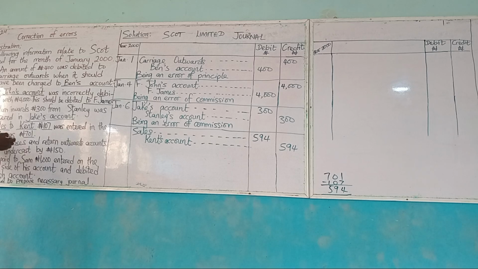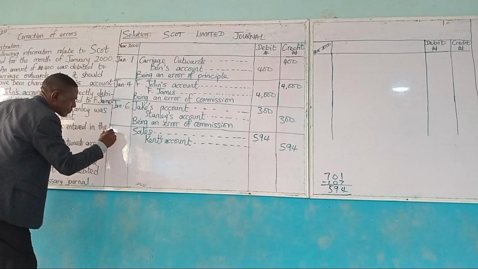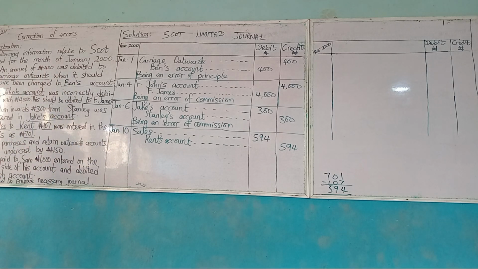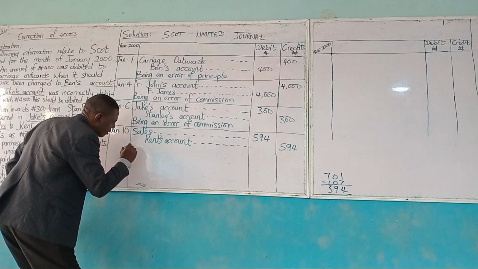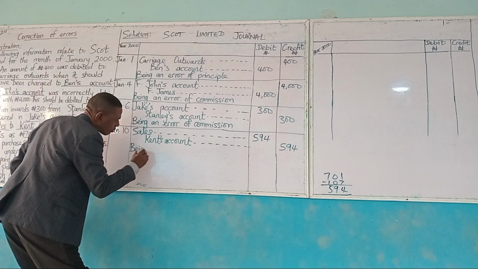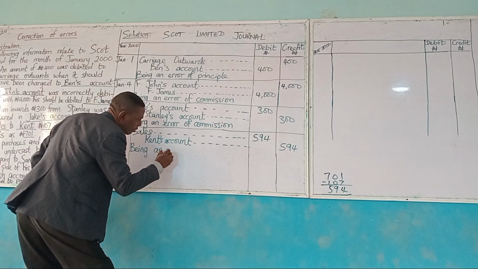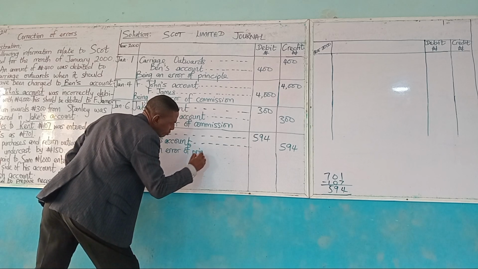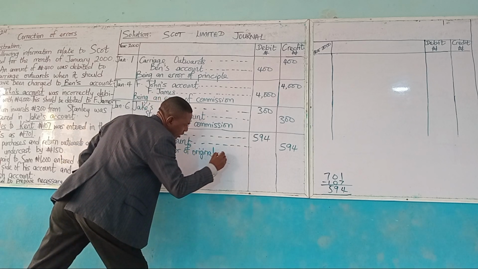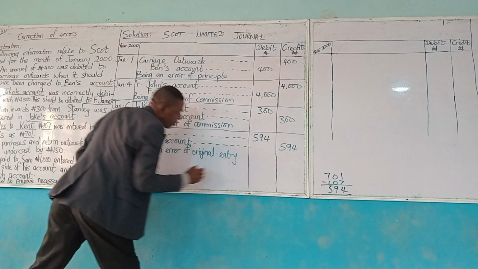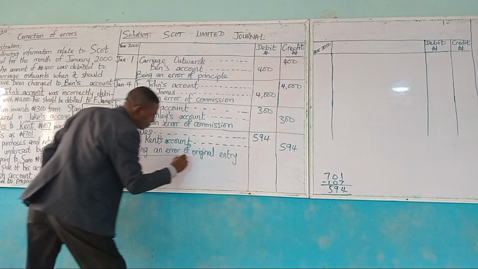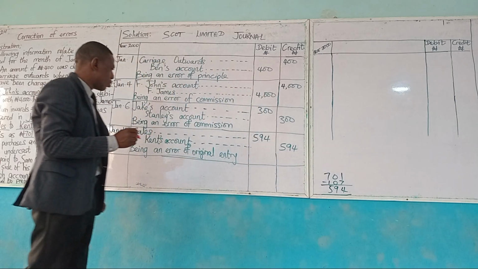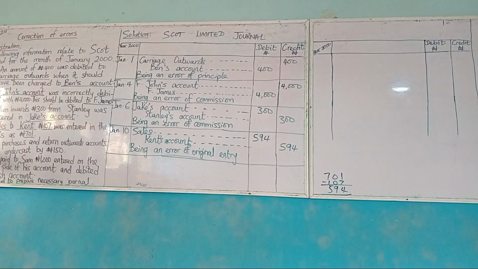So this is January 10. As I said, this is an error of original entry. Being an error of original entry. So let's now go to the next one, which is January 18.